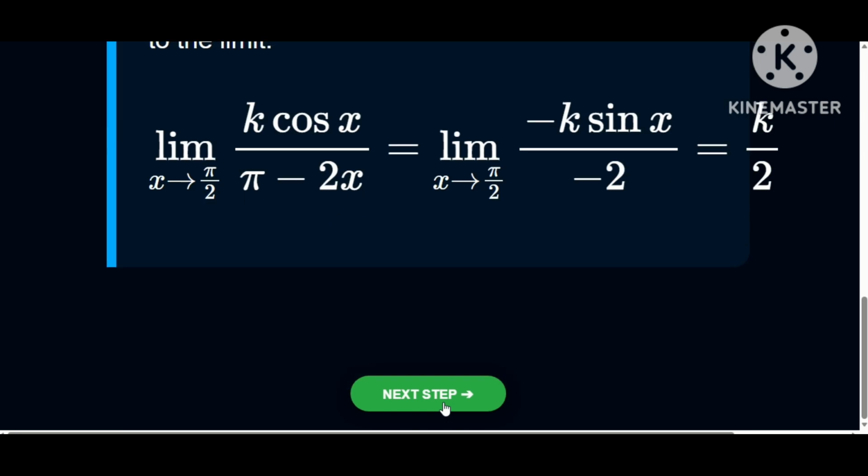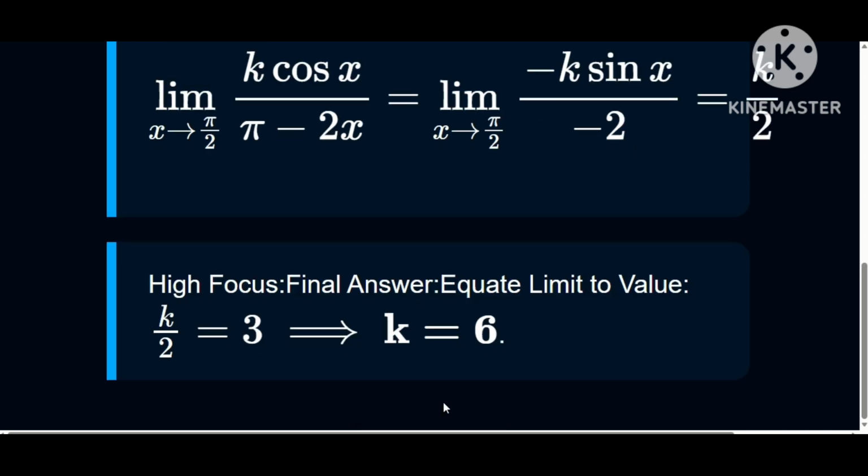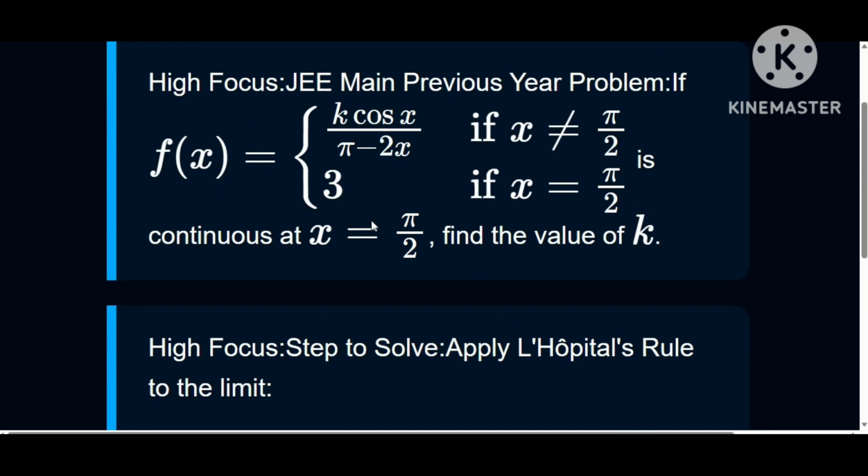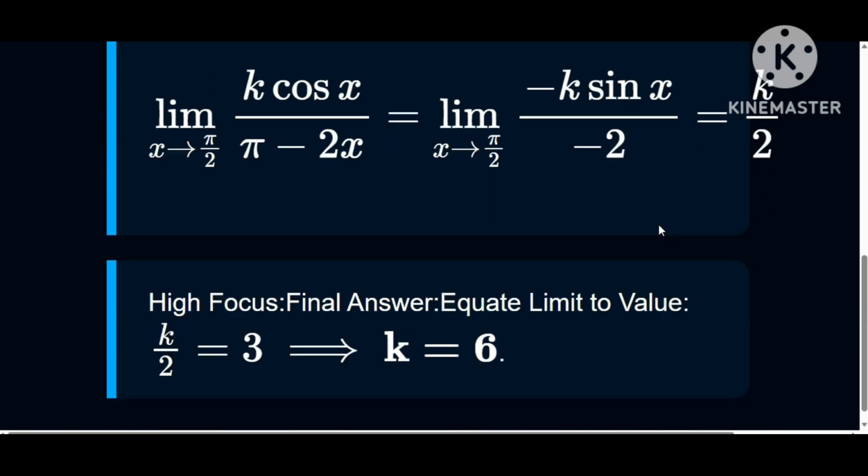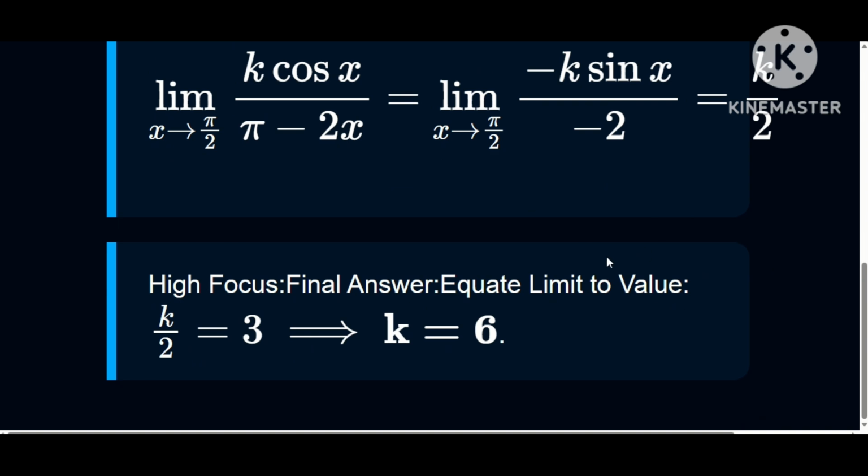The limit as x tends to pi by 2 of k cos x by pi minus 2x is equal to the limit as x tends to pi by 2. I will differentiate both the numerator and denominator. After differentiating, I will get minus k sin x by minus 2, which is equal to k by 2. So for the final answer, equate the limit value with the given value: at x equal to pi by 2 it is 3. So k by 2 is equal to 3, k is equal to 6.